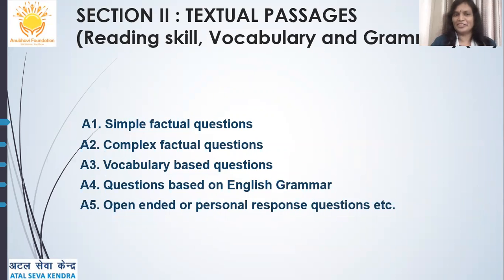So, in section 2, as I told you, textual passages will be there. There will be 5 questions. A1 will be based on simple factual kind of questions, complex factual questions A2, vocabulary based questions A3, A4 questions based on English grammar, A5 open-ended or personal response questions.